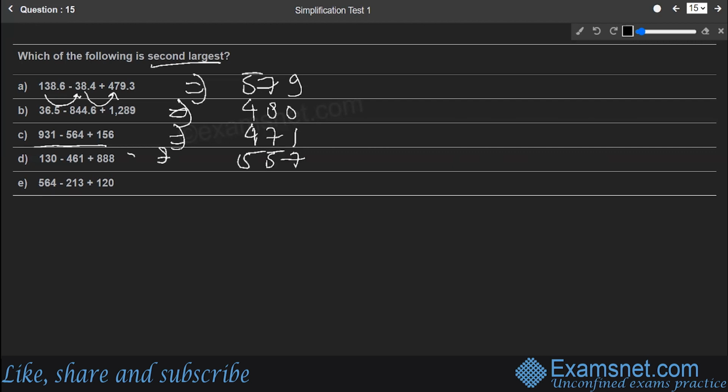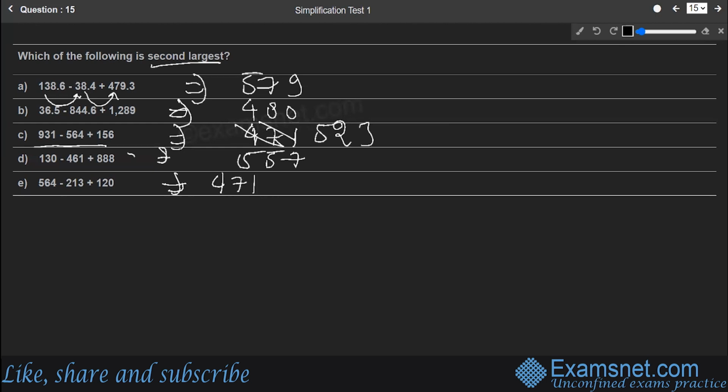These are the numbers coming: for the second option, 480. The 931 one is not coming as 470, it is coming as 523. And the D option, that is 130 minus 461, is coming out to be 557. And the 564 one is coming as 471.